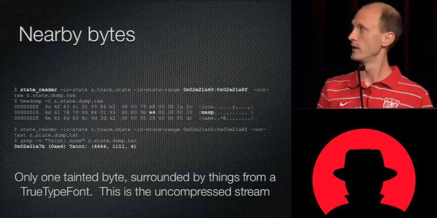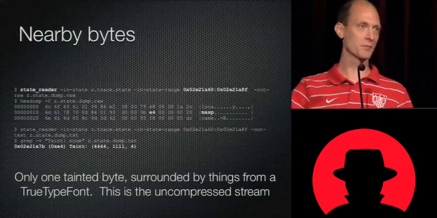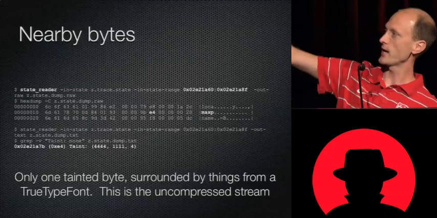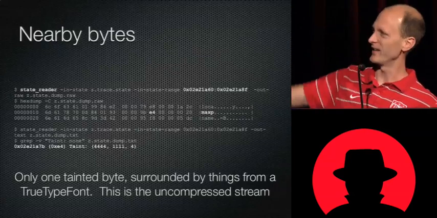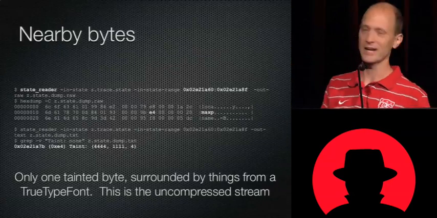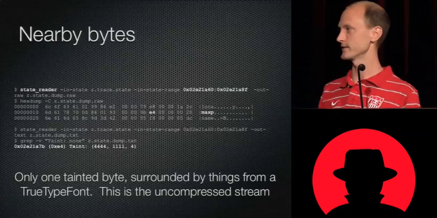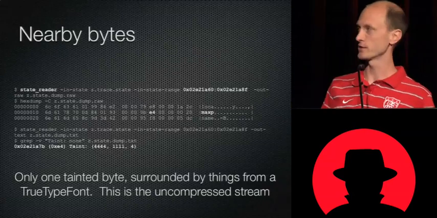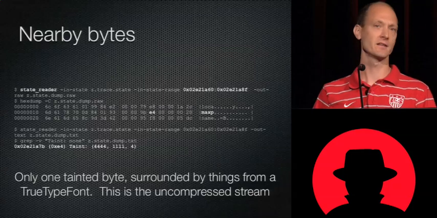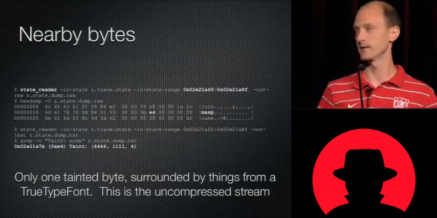So we can use the state reader to just grab memory near there. If you do that, you'll grab a bunch of memory. There's my E4 that's there. And you see things like loca, max, p, name. If you just do a Google on that, you'll see that this is a true type font. And then you can use state reader also to say, are there any other bytes nearby tainted? Nope, E4 is the only tainted byte, it tells me.